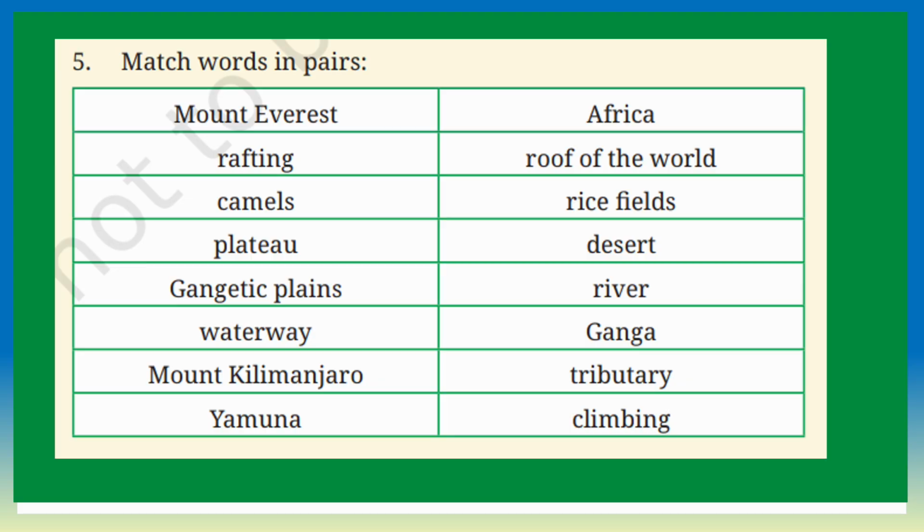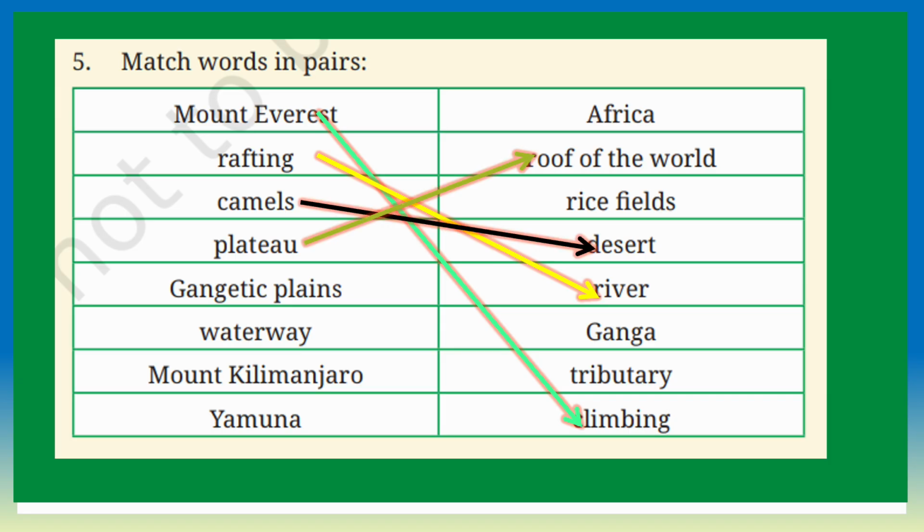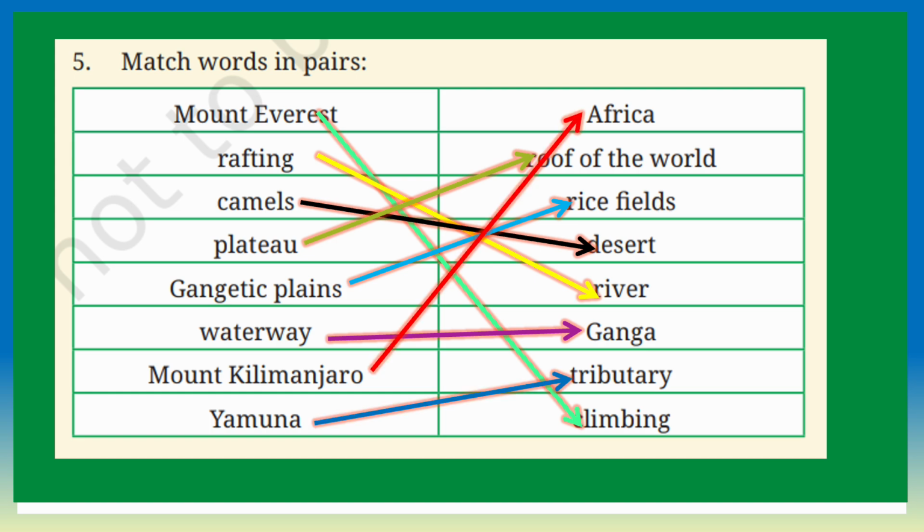Match words in pairs. Mount Everest, climbing. Rafting, river. Camels, desert. Plateau, roof of the world. Gangetic plains, rice fields. Waterway, Ganga. Mount Kilimanjaro, Africa. Yamuna, tributary.